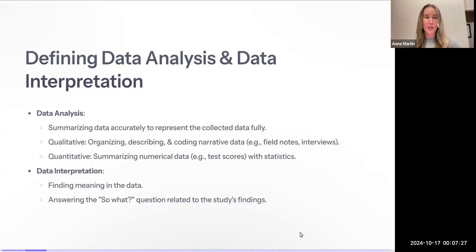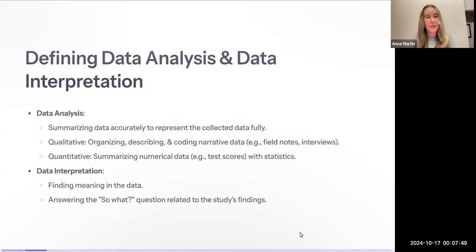So in qualitative research, you're organizing the data, you're describing it, probably coding it, the narrative data such as your interviews, field notes. And then in quantitative, you are using your numerical summaries, which are descriptive statistics, and like counts, tally counts, things like that.